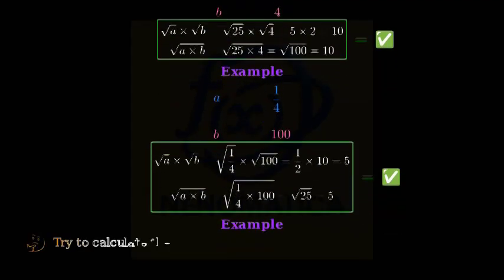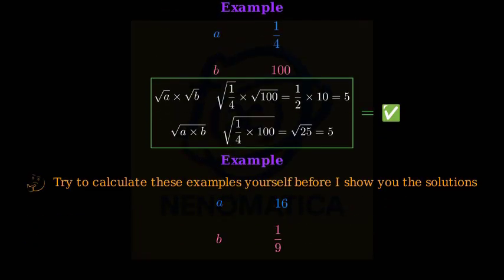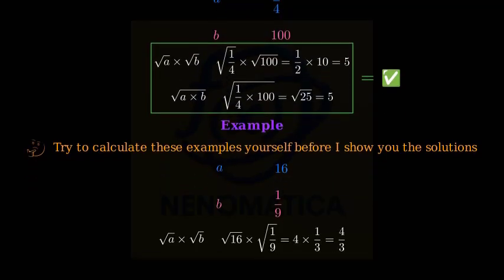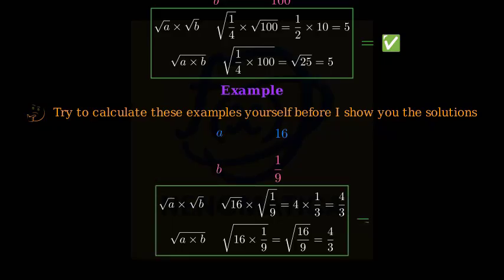Quick Challenge. Try to calculate these examples yourself before I show you the solutions. Here, we have a equals 16, and b equals 1/9. Using the first method, we take the square root of 16 times the square root of 1/9. The square root of 16 is 4, and the square root of 1/9 is 1/3. So, 4 times 1/3 equals 4/3. Using the second method, we first multiply 16 times 1/9, which gives us 16/9. Then we take the square root of 16/9, which is 4/3, as expected. Both methods give us the same answer, 4/3.